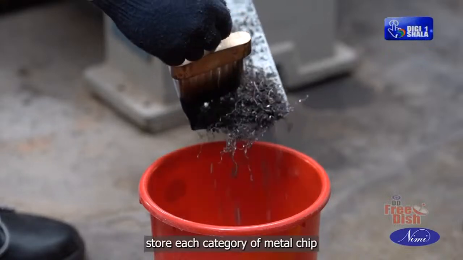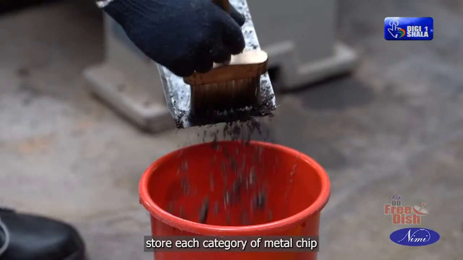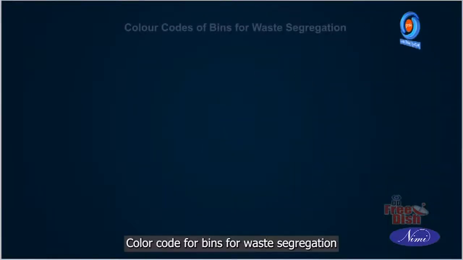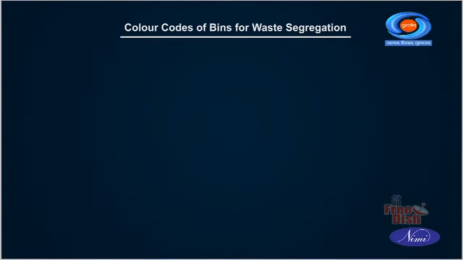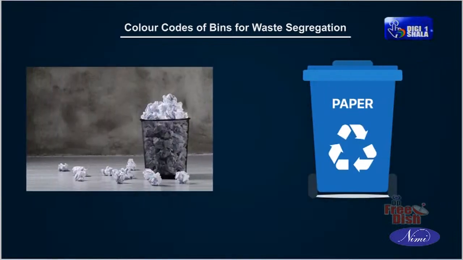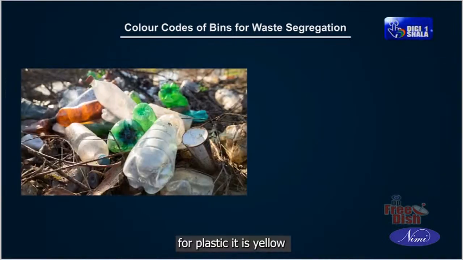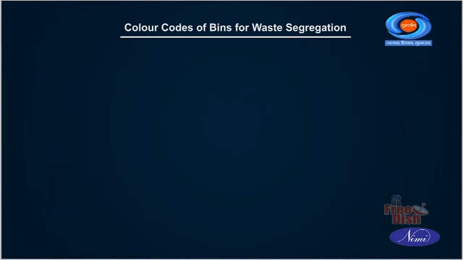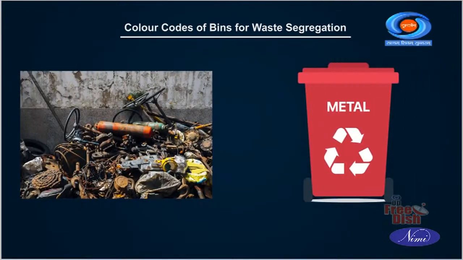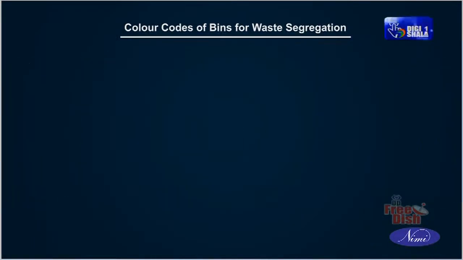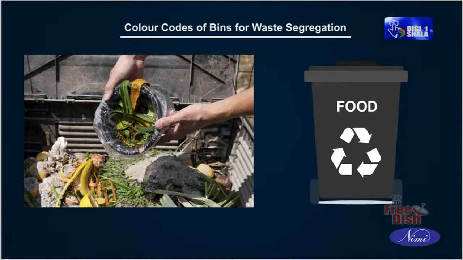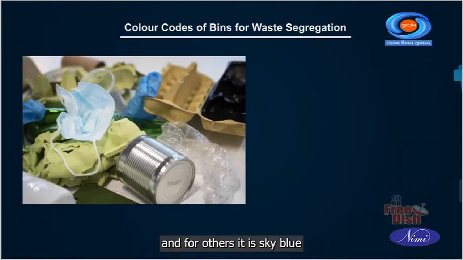Similarly, store each category of metal chip in separate bins. Color code for bins for waste segregation. For paper, it is blue. For plastic, it is yellow. For metal, it is red. For glass, it is green. For food, it is black. And for others, it is sky blue.